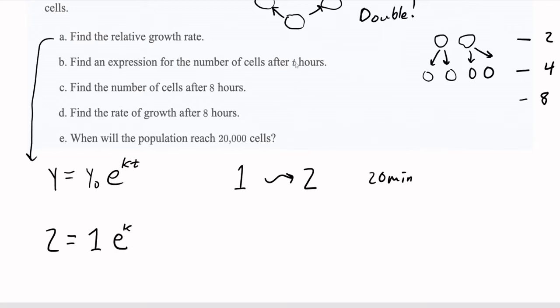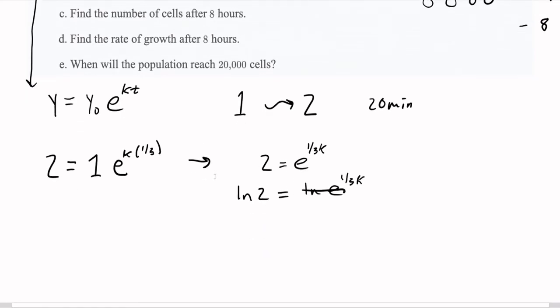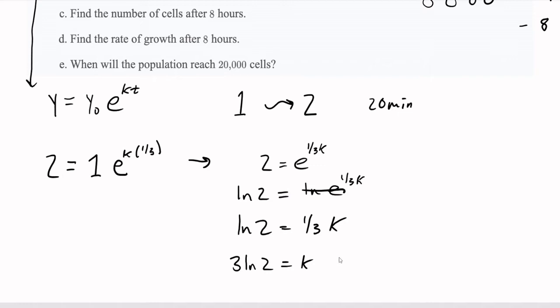Now, be a little careful. t is in hours. So when we put 20 minutes, 20 minutes is actually 1/3 of an hour. Just be a little bit careful there, okay? But then this isn't too bad. We can solve this. So that would be 2 equals e to the 1/3 k. Let's natural log both sides: ln of e to the 1/3 k. Goodbye. So this is going to end up being ln 2 equals 1/3 k. Move that over. 3 ln 2 equals k.